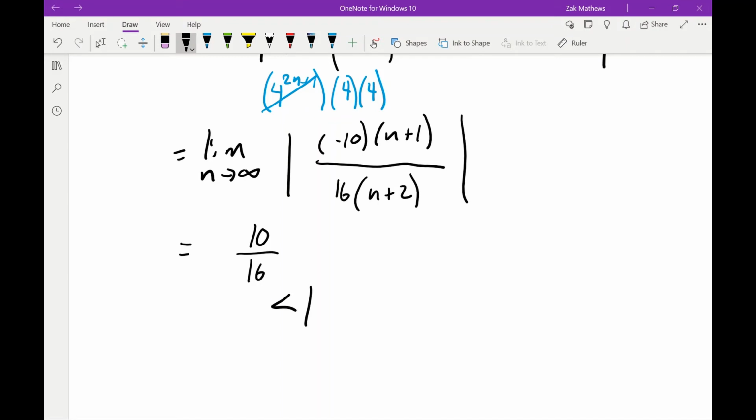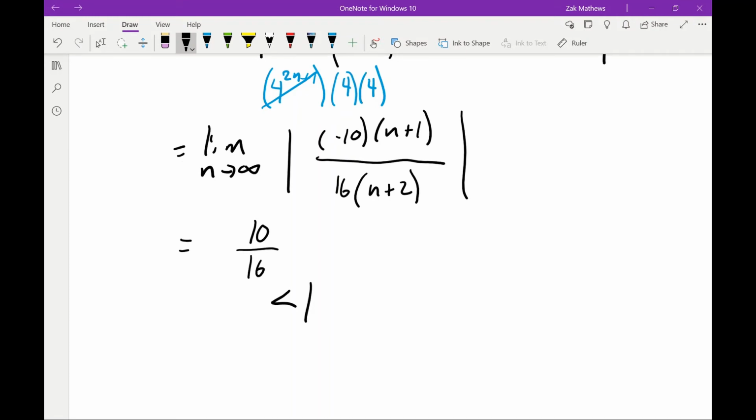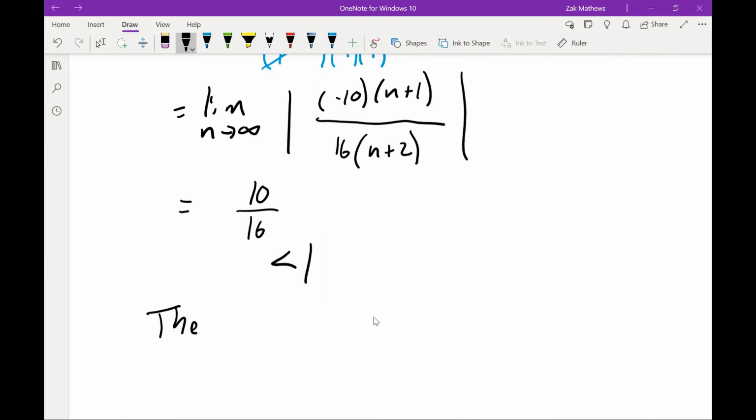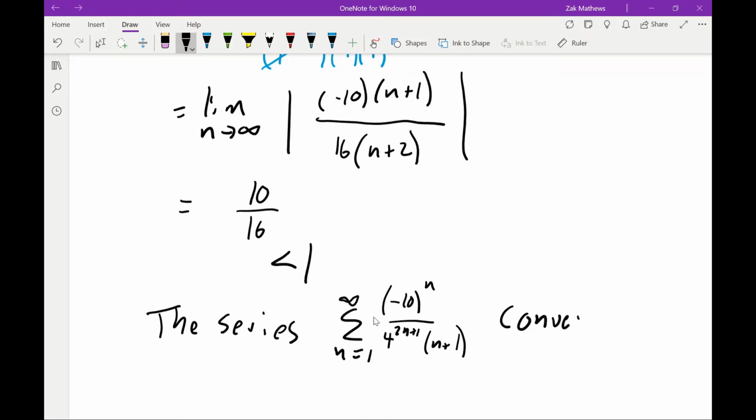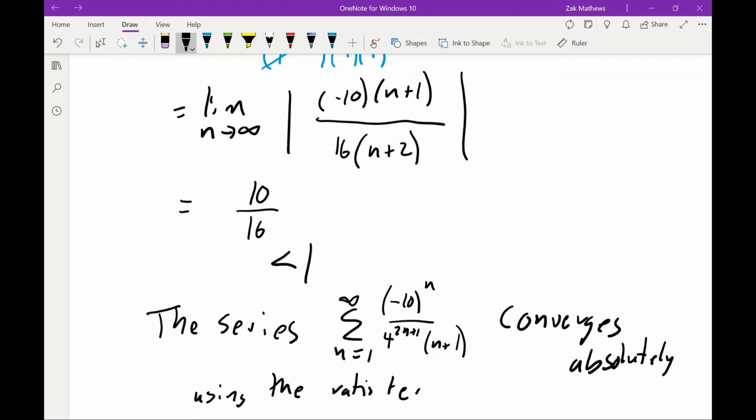And remember the ratio test, if it's less than 1, tells us it does in fact converge. So the series summation n equals 1 to infinity of negative 10 to the n over 4 to the 2n plus 1 times n plus 1 converges, and it does so absolutely using the ratio test. Second, use a ratio or a root test.